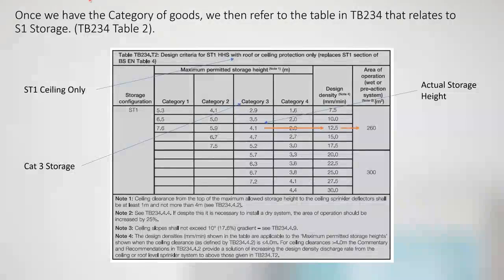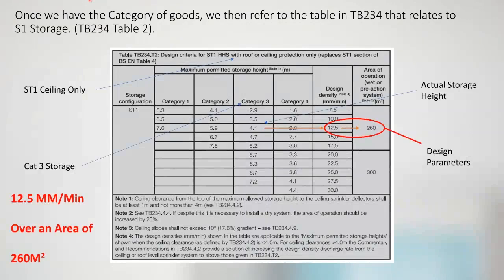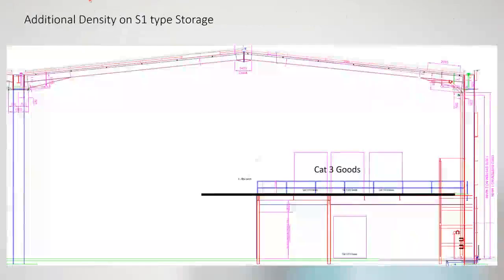Okay. There's different tables for different storage types. For instance, table 3 is for ST2 and 3, table 4 is for ST4, etc. Okay, so that's your design parameters there. So for that instance, it would be 12.5 millimetres a minute over 260.